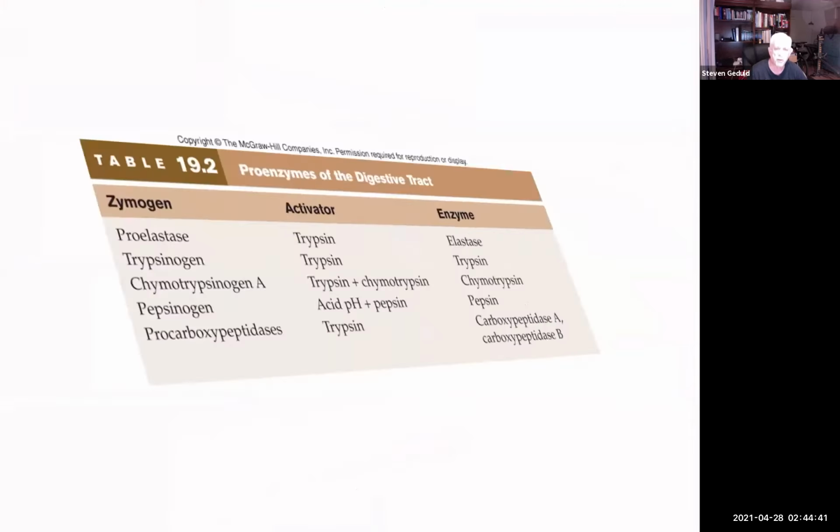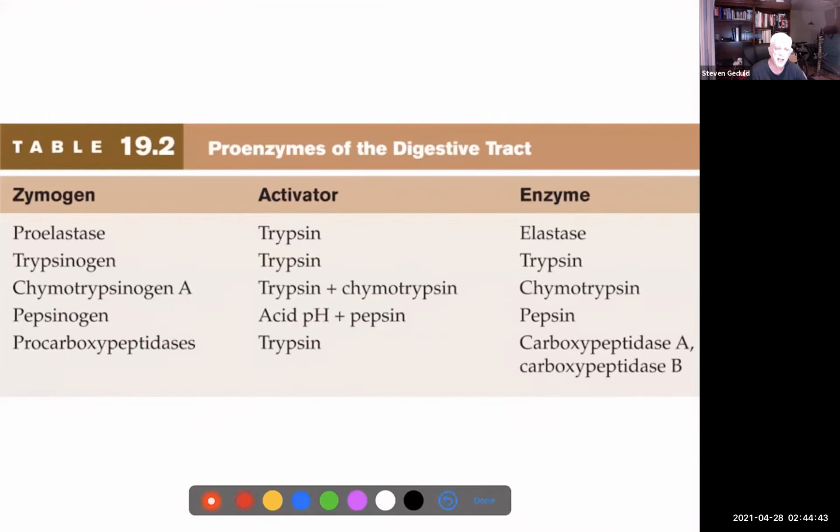So that is what's called a proenzyme. A proenzyme is made in the inactive form. Then you allow it to go to where you need it, or something triggers it. When you want it to become active, then it becomes active.